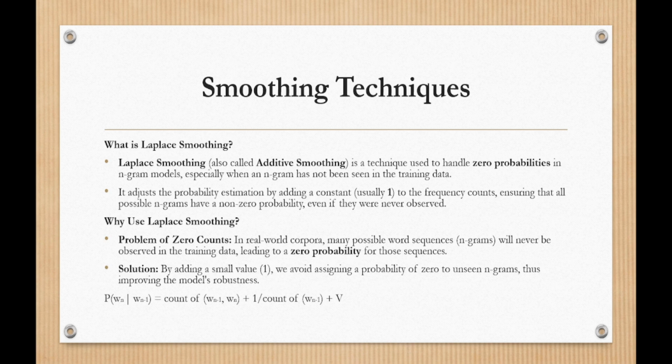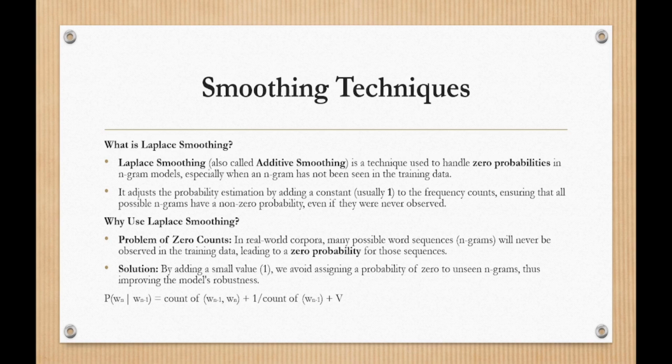Why is Laplace smoothing used? The problem of zero counts. In real life, there are many words or word combinations that we just haven't seen yet, and without smoothing, these combinations would have probability 0. The solution: by adding 1 to each word combination, we make sure that even new, unseen combinations still have a tiny chance of happening. This makes the model more robust and accurate when predicting a new word.